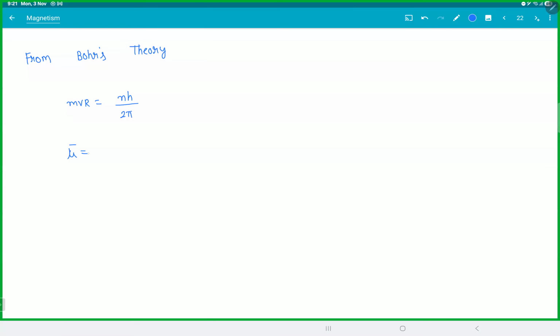If you remember this formula, mu is equal to e by 2m into angular momentum, the formula becomes e by 2m into nh by 2 pi. So the magnetic moment is n into eh by 4 pi m. If you take n is equal to 1, the magnetic moment mu becomes e h by 4 pi m. m is the mass of an electron, h is Planck's constant. This is called Bohr's magneton.